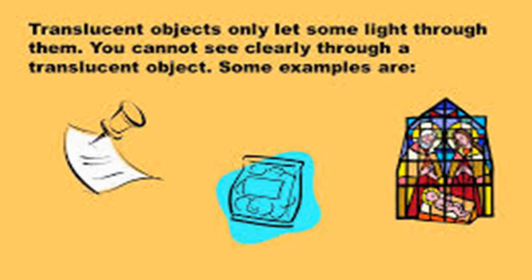The next type of object is translucent objects. These objects allow some light to pass through them. So we can see partially through a translucent object, as you saw through the butter paper. Some other examples of translucent objects are ground glass, colored plastics, etc.